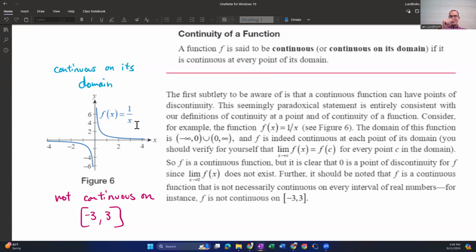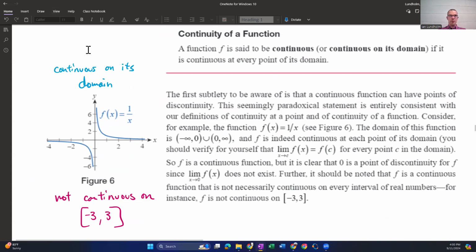The weird thing is if we are asking about, is this function continuous on the closed interval between -3 and 3? This closed interval does include the number 0, and so this function wouldn't be continuous on this interval because it would fail to be continuous at 0. You can see that there's definitely a vertical asymptote there. That is definitely a point of discontinuity.